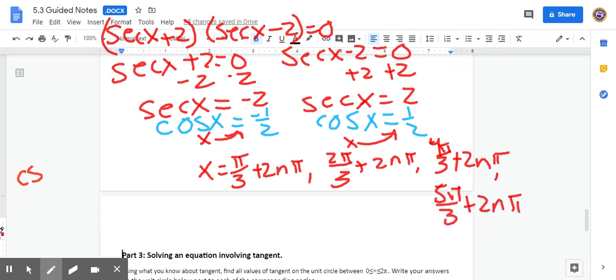So you can check out the try examples, and that is it for this section.